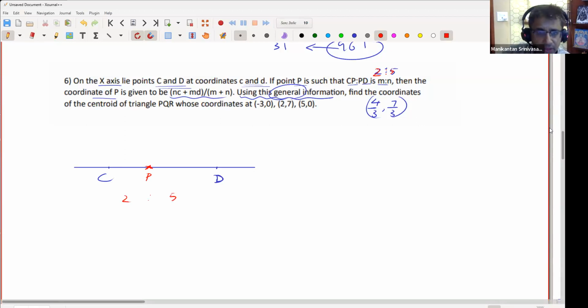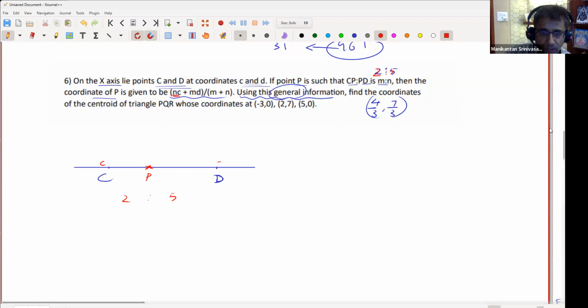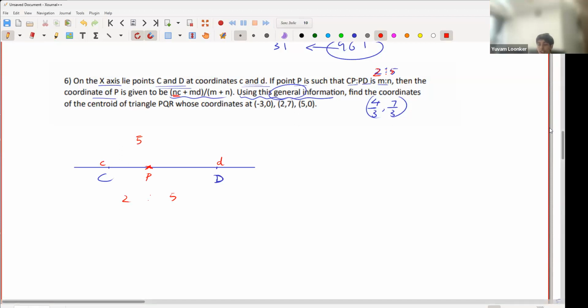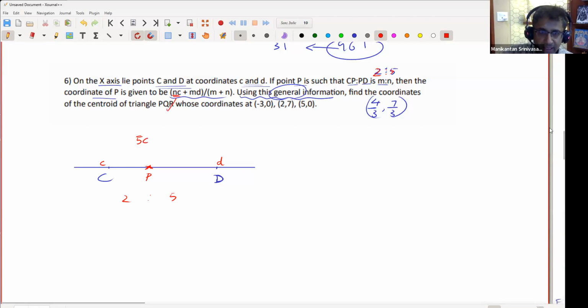Now, the coordinates of P are given in terms of C and D, which are numbers. I'm just using an example to illustrate, because otherwise too many variables make it easy to get lost. To understand anything, put in some sample numbers and see for yourself what's happening. So this is 5 times C plus 2 times D upon 7.